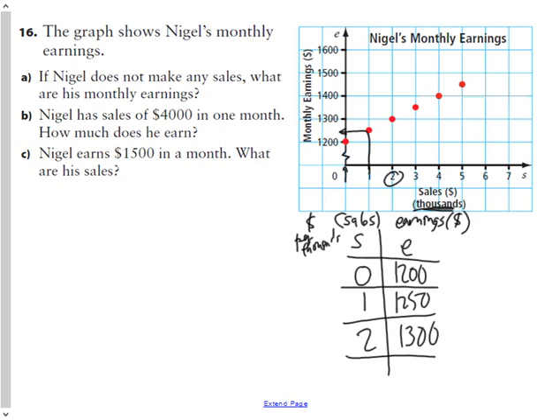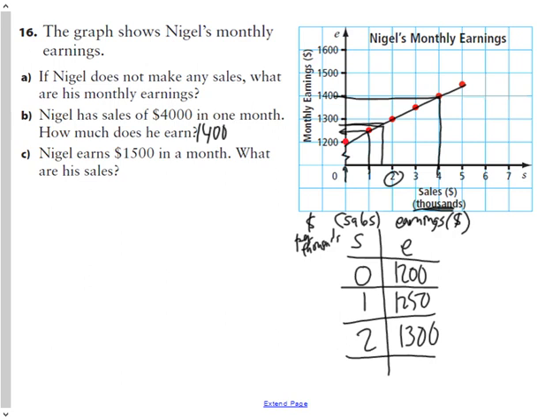So it says, Nigel has sales of $4,000 in 1 month. How much does he earn? Well, according to this, for B, he would earn $1,400. And if he sold $1,500, $1,500 is right here. So here's the question. If he sold $1,500, what are his sales? What do you suppose we would use to figure this out?